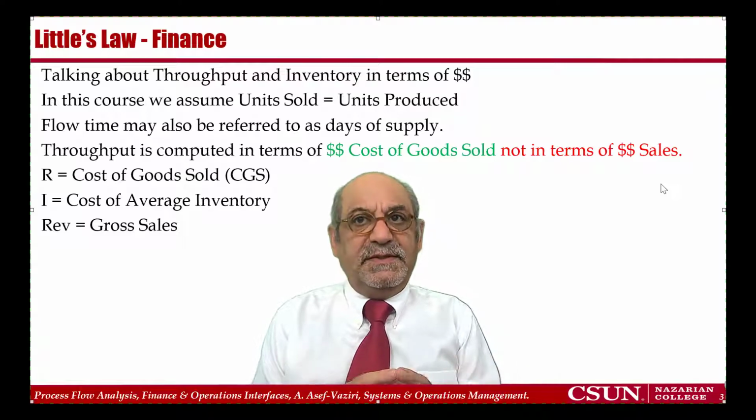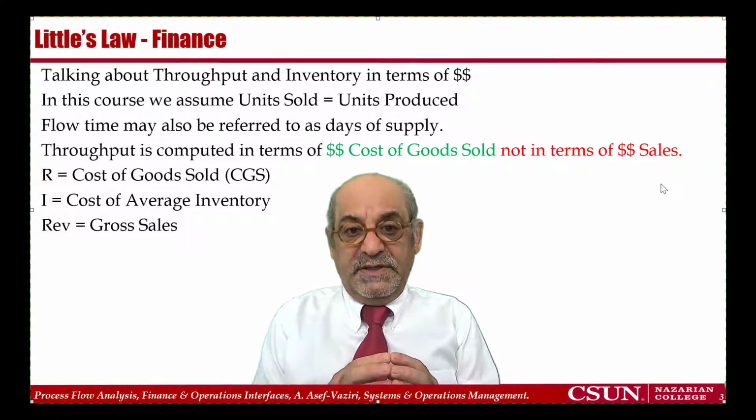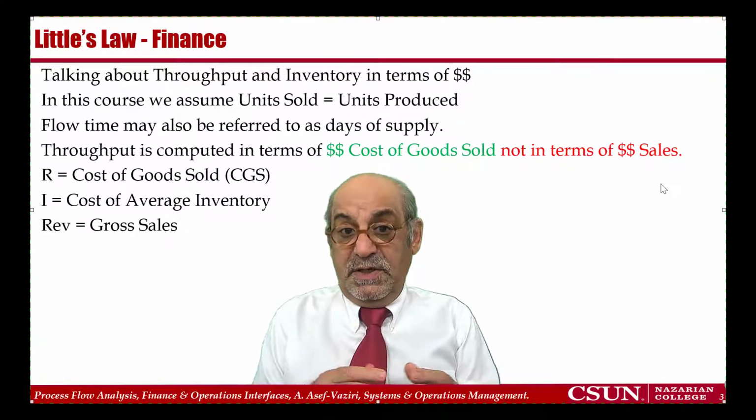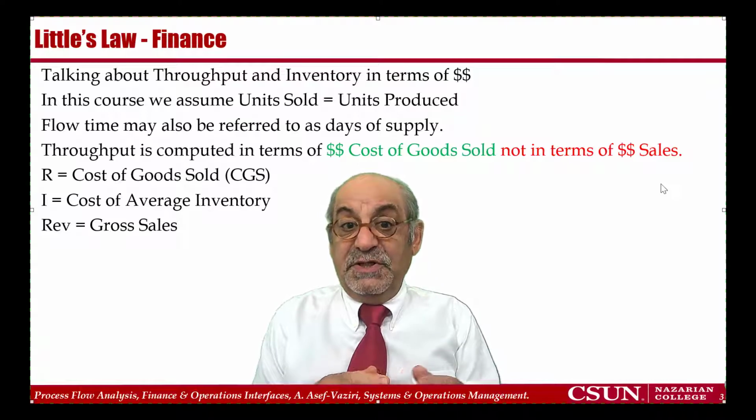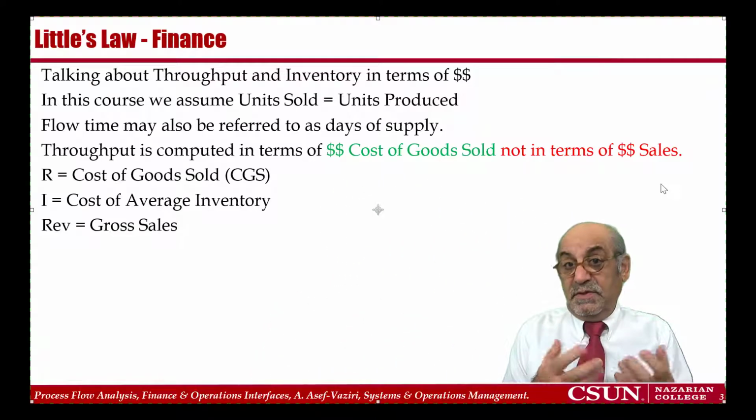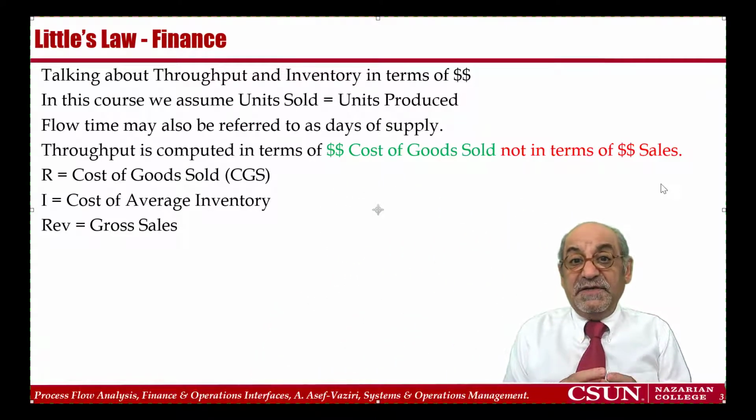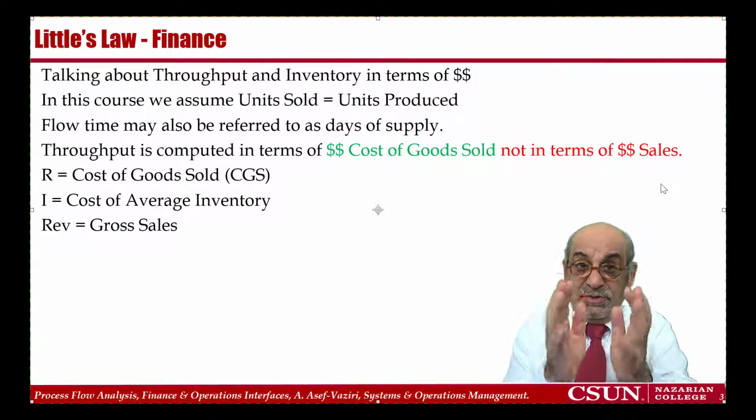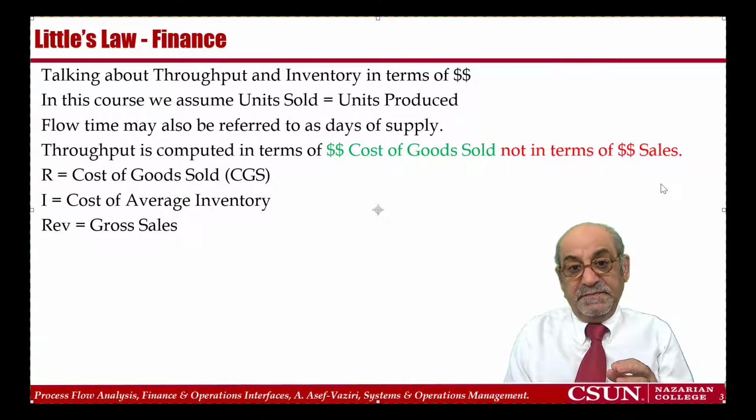Revenue is gross sales. Revenue is not throughput. Cost of goods sold is throughput. Cost of goods sold and inventory are of the same nature. Sales or revenue has some profit in it which is not in inventory. Inventory is in terms of costs, therefore throughput should also be in terms of costs.